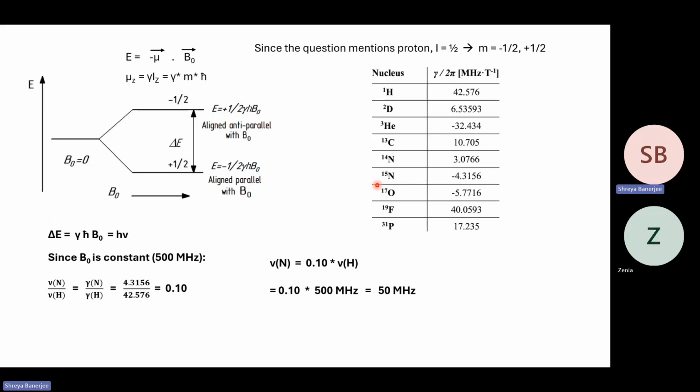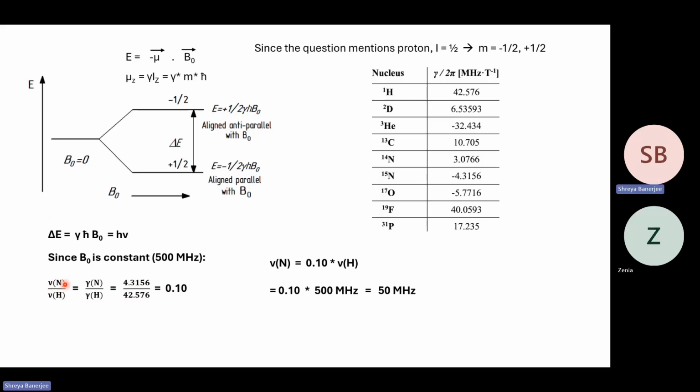So if you look at the gyromagnetic ratios, for nitrogen we consider 15N generally. Like if nothing is mentioned, you consider 15N. So for nitrogen, it is around 4. For hydrogen, it is around 40. So hydrogen has 10 times greater gyromagnetic ratio. So when you take nitrogen by hydrogen, you get 0.1.